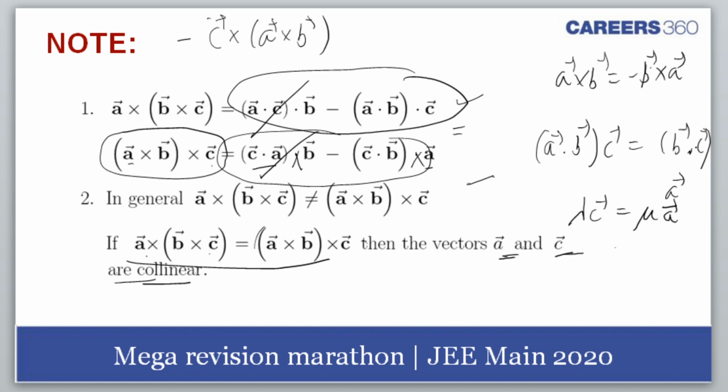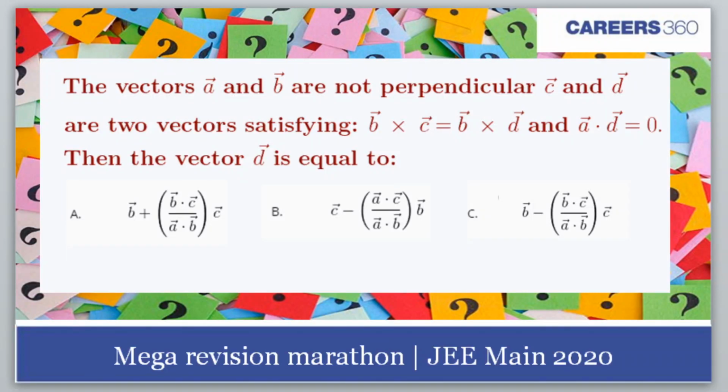Yes, students, I hope you understand it. So we do one question. It's a very important question. There are questions based on vector equations. So A and B are not perpendicular, please mark it. C and D are two vectors satisfying B cross C is equal to B cross D, and A dot D is 0. Then vector D is equal to.